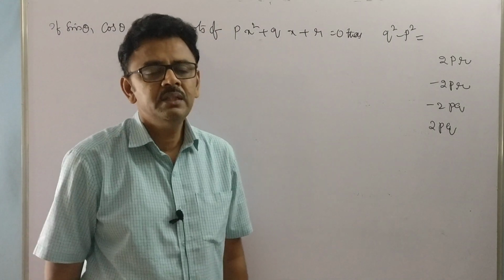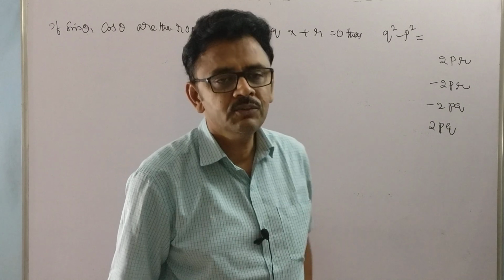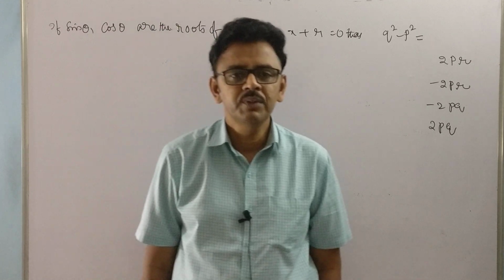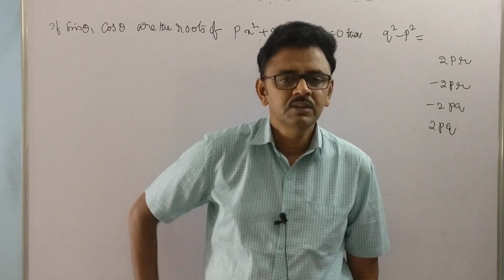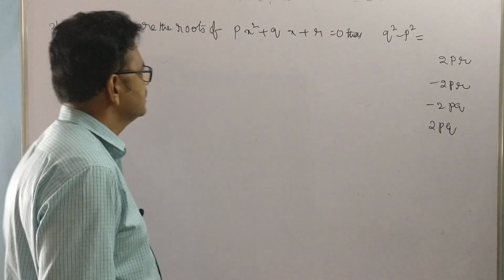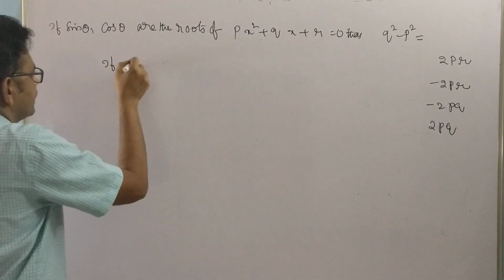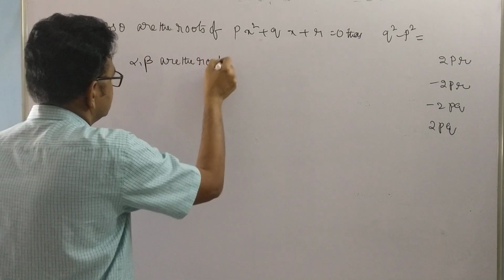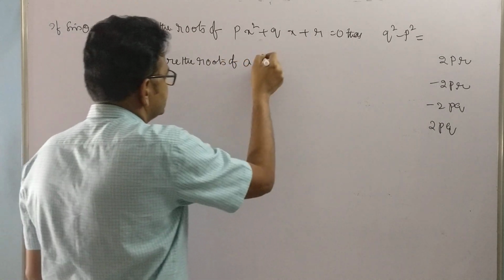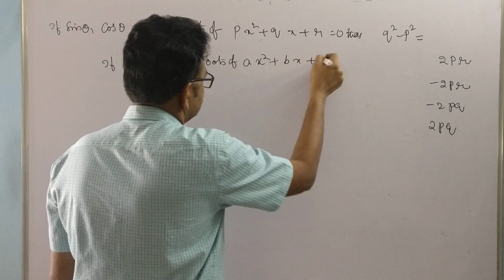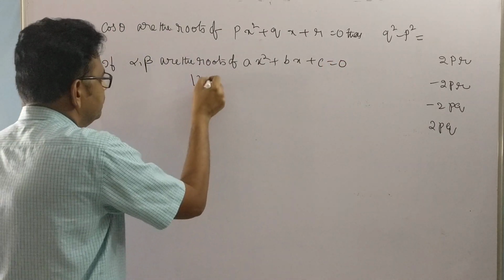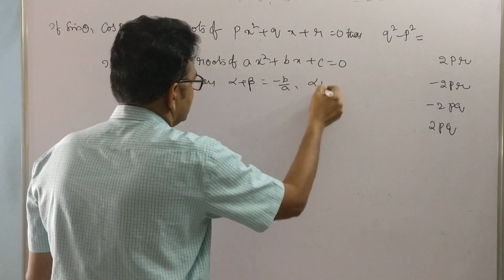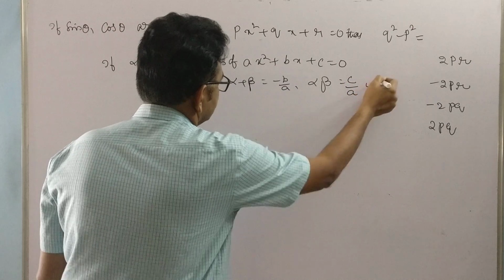If alpha and beta are the roots of the equation ax square plus bx plus c equal to 0, what is the sum of the roots? Alpha plus beta equal to minus b by a. Product of roots is c by a. That is the formula. You know this. If alpha, beta are the roots of ax square plus bx plus c equal to 0, then the sum of the roots alpha plus beta equal to minus b by a and alpha beta equal to c by a. You know the two results.